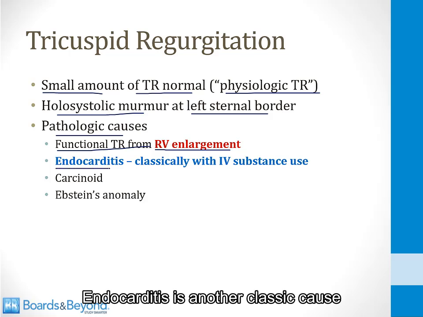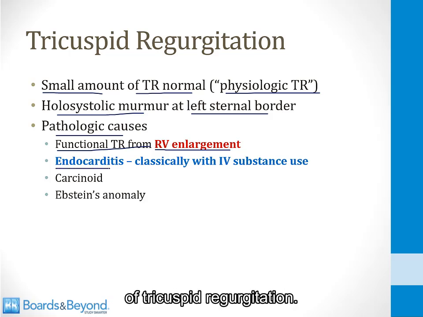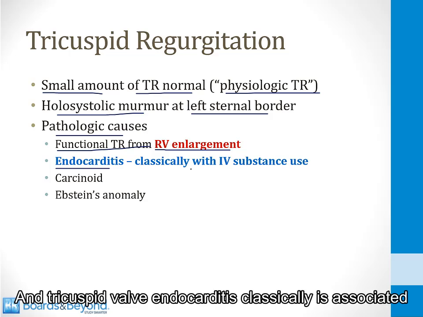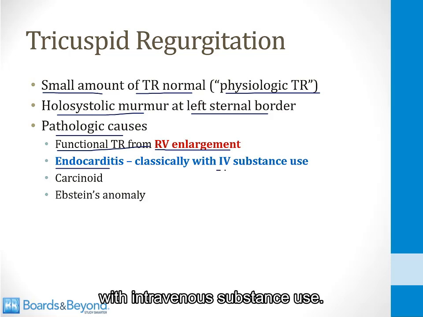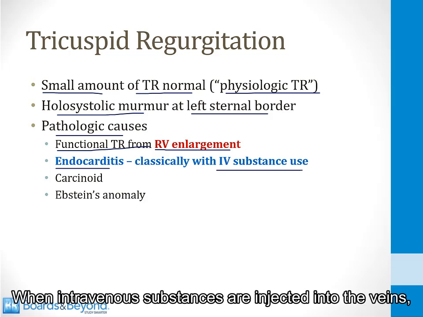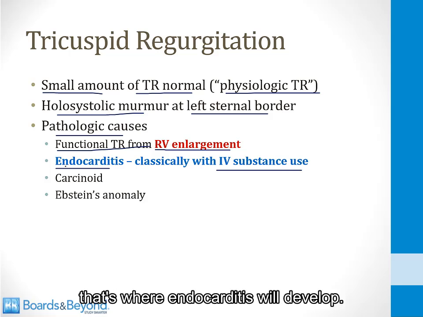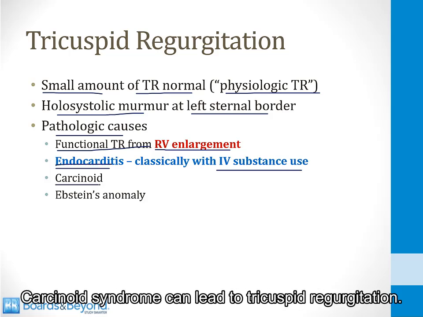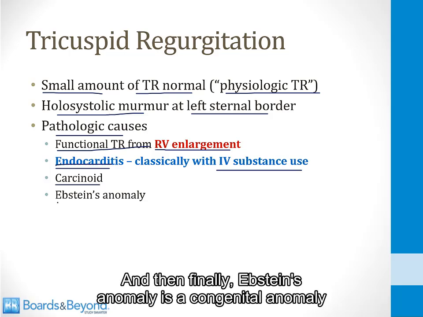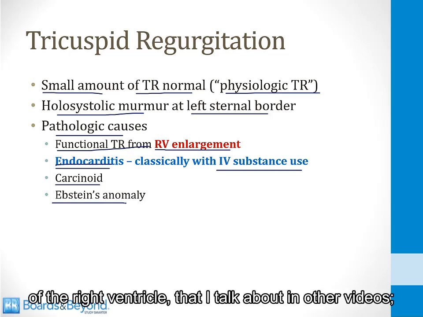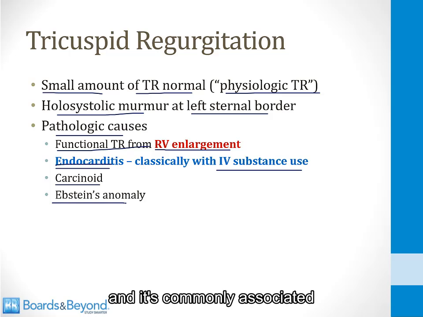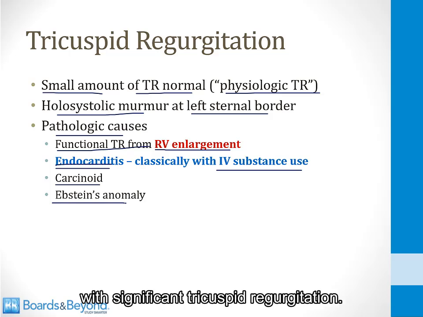Endocarditis is another classic cause of tricuspid regurgitation, and tricuspid valve endocarditis classically is associated with intravenous substance use. When intravenous substances are injected into the veins, they come into contact with the tricuspid valve, and if there are bacterial contaminants, that's where endocarditis will develop. Carcinoid syndrome can lead to tricuspid regurgitation. And then finally, Ebstein's anomaly is a congenital anomaly of the right ventricle that I talk about in other videos, and it's commonly associated with significant tricuspid regurgitation.